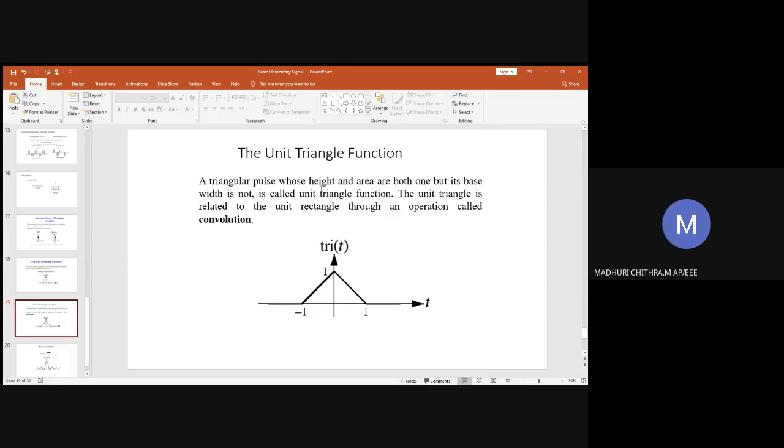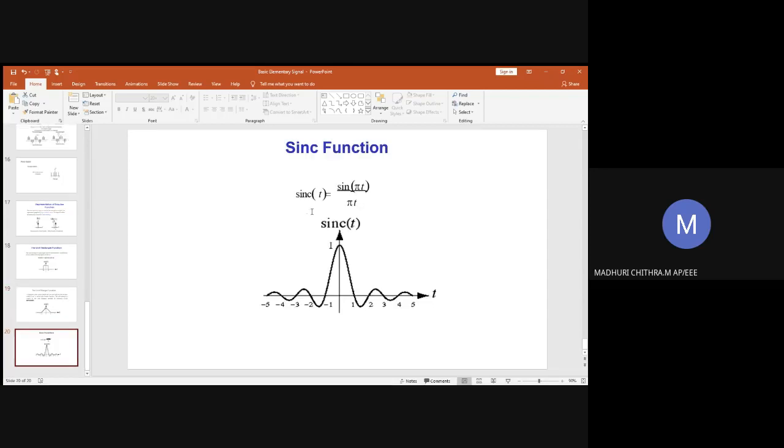The triangular pulse whose height and area are both one but whose base width is not is called the unit triangle function. The triangle function is represented from minus 1 to 1. The unit triangle is related to the unit rectangle through an operation called convolution.